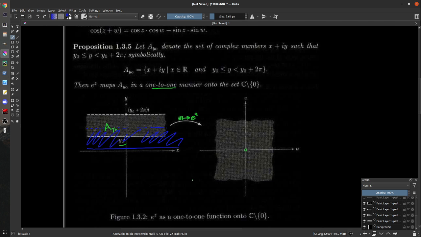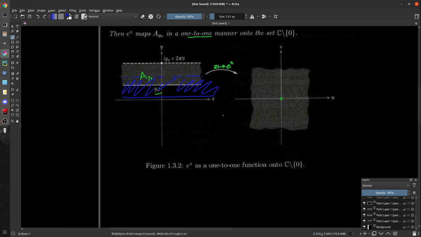It's taking strips and it's stretching them out into the entire punctured plane right there, basically. It's taking strips without the top part, and it's putting it to the entire complex plane without that little hole right there. So basically the hole up top becomes this little hole right here in some sort of a sense. And this is the one-to-one and onto function, e to the z, from A sub y naught to C set minus 0.